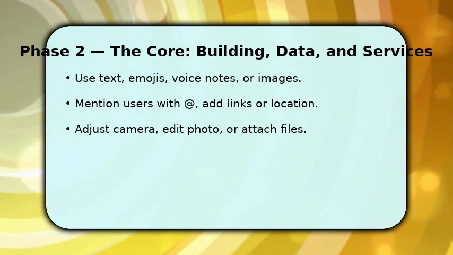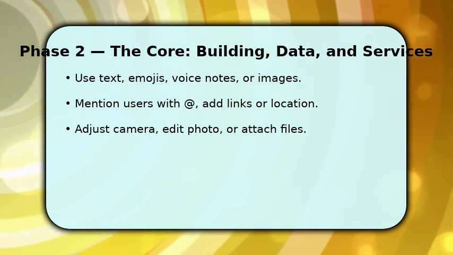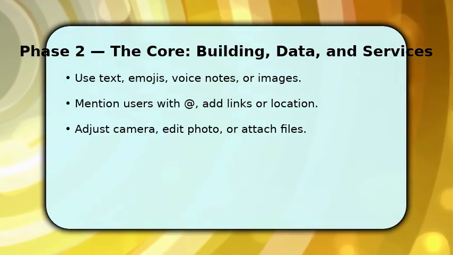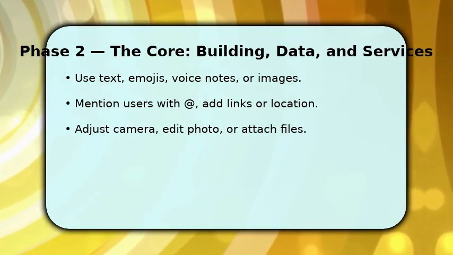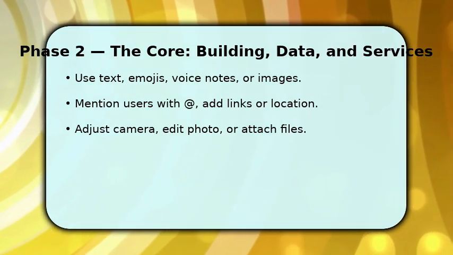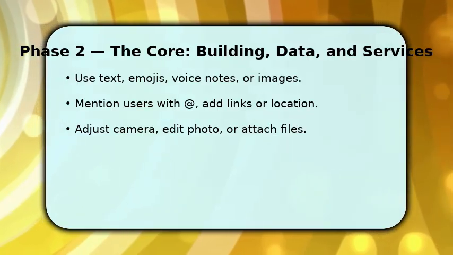Now compose the message. Type a clear sentence to start, then enhance it with emojis, images, or a short voice note to add tone. Once you add media, tap the image to crop or add text. This makes your point visually stronger.